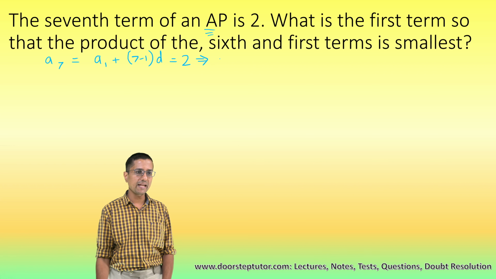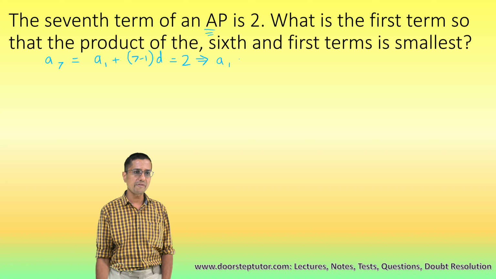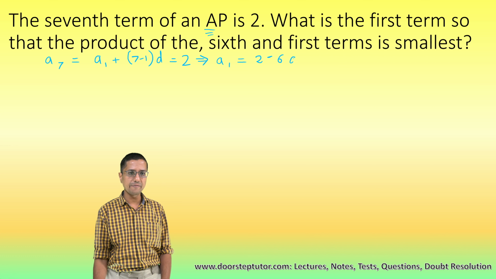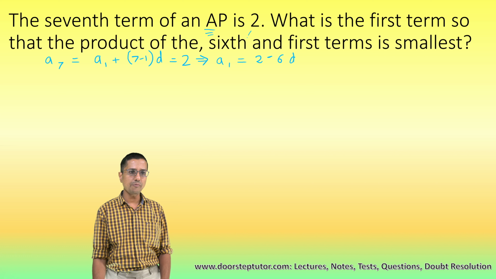So what does this mean? Can I find the value of A1? So yes, of course I can find the value of A1. This will come out to be 2 minus 6D. Okay, so now I know the value of A1. What else do I have to find? I have to find the sixth term.